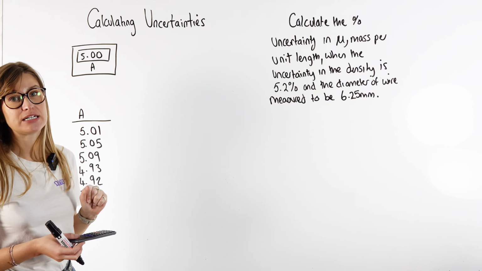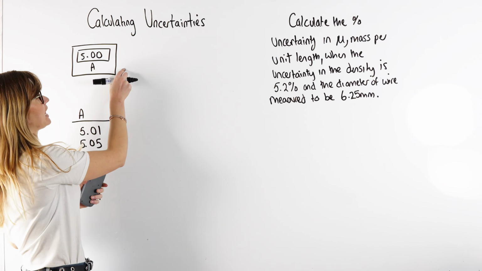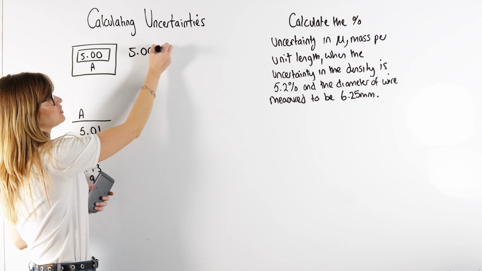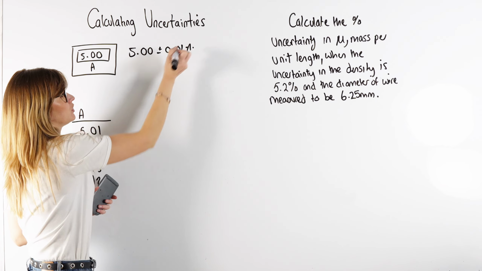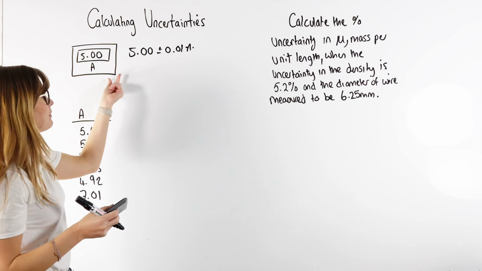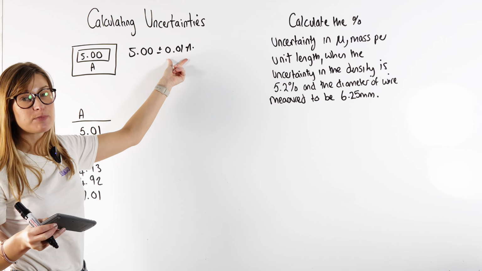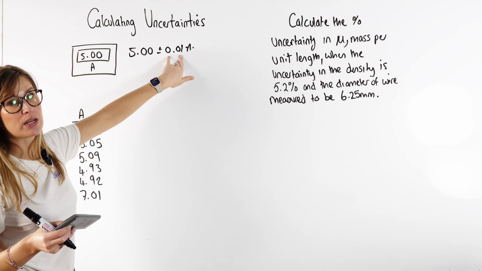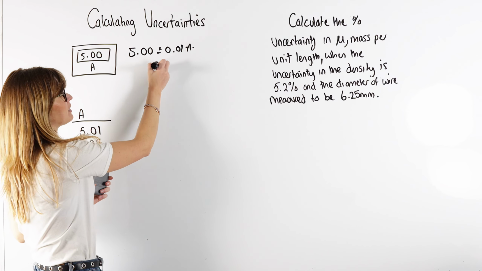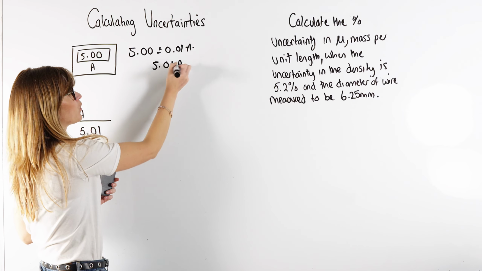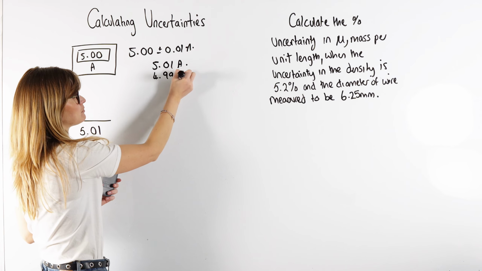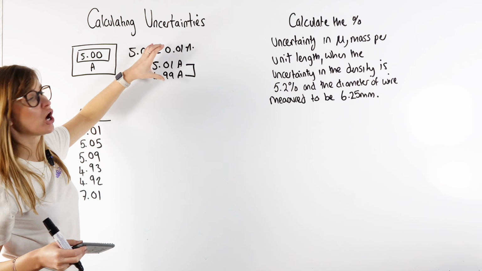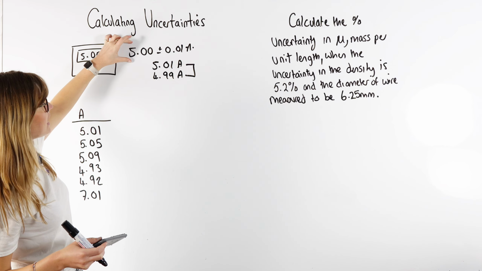The ammeter reads 5.00 amps. If I take that reading as it is, I'm going to record the current to be 5.00 amps plus or minus 0.01 amps, because that's the resolution of my equipment. The resolution tells me how accurate my reading is. So what that means is the reading might really be 5.01 amps or 4.99 amps. It could be anywhere between those values. That's what the resolution means: how sure am I that that is my reading.